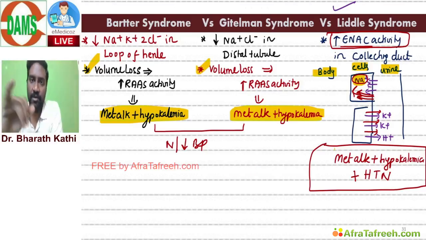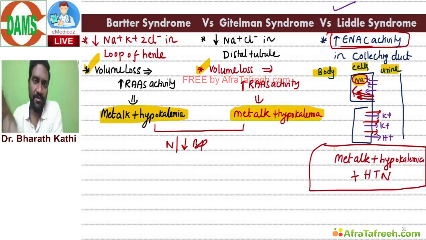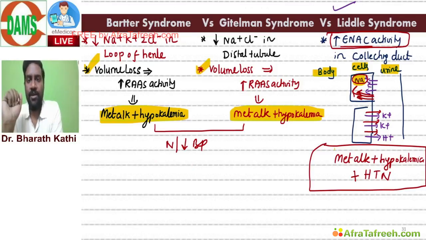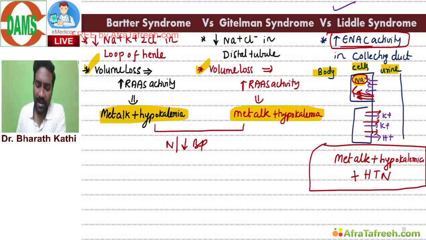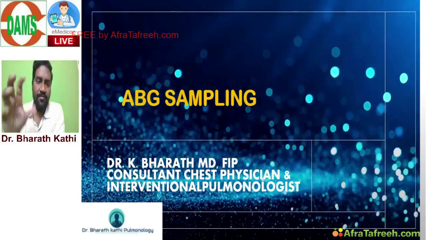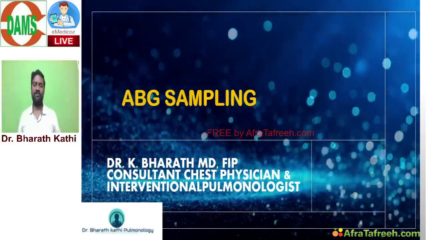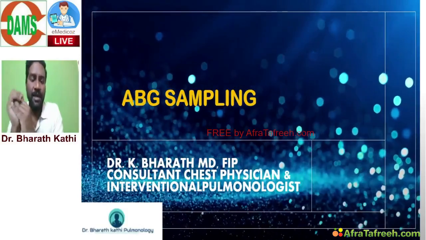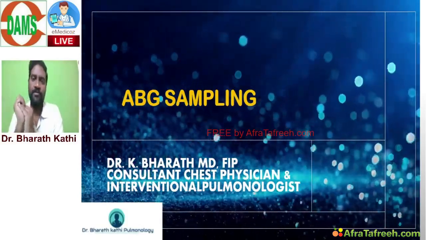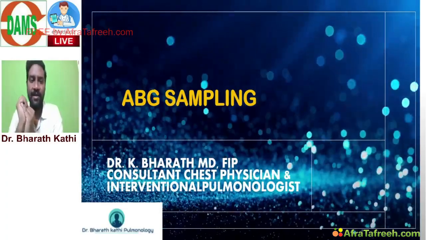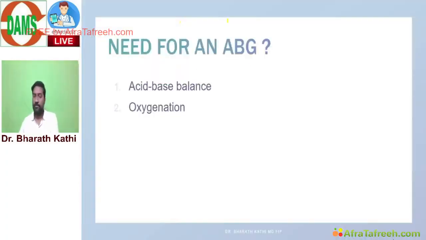We have discussed the oxygenation status, the buffering mechanisms, the renal mechanisms of important disorders, what is base excess, what is standard base excess, what is actual bicarbonate, what is standard bicarbonate, validity of ABG. Next we are left with ABG sampling, how to collect the ABG sample, how to process it, what can be the errors. Okay, so why exactly do we need an ABG?